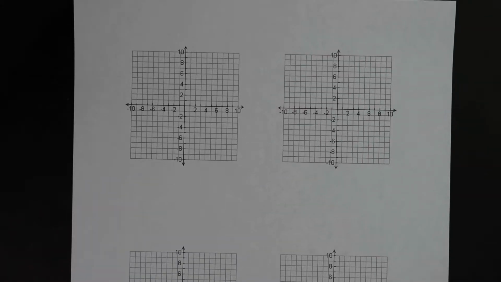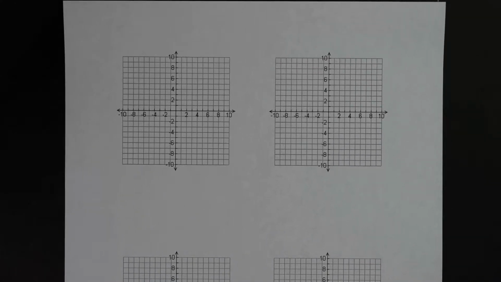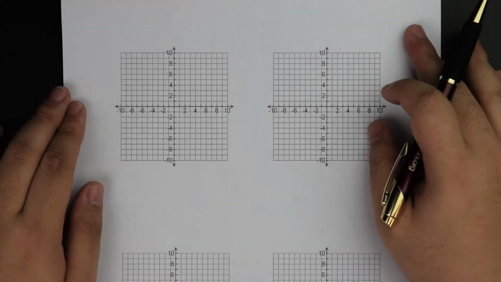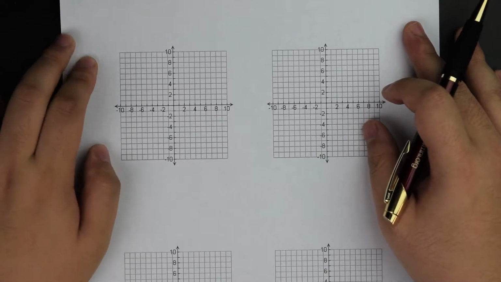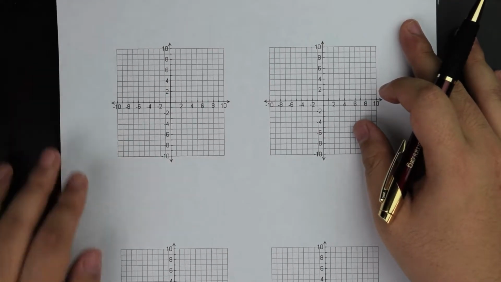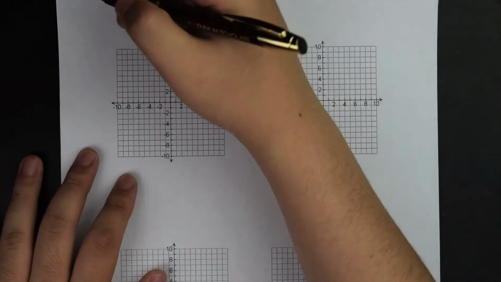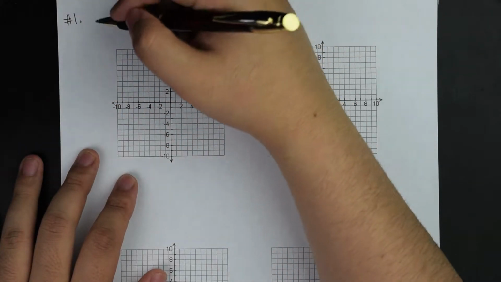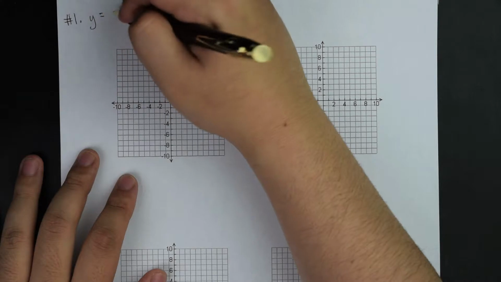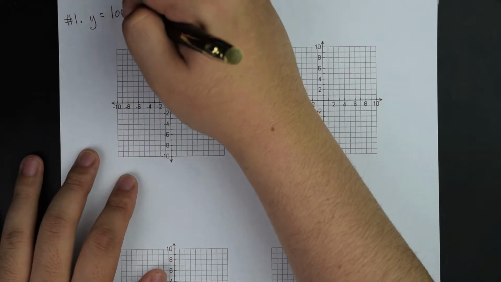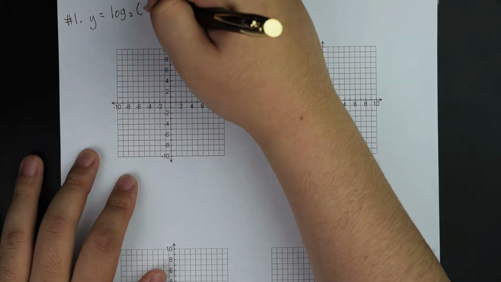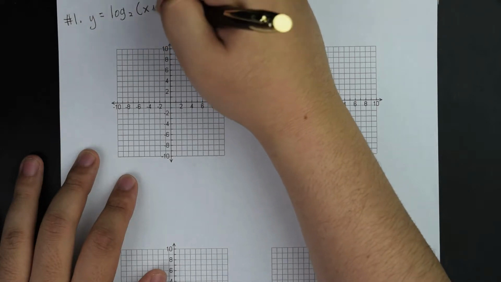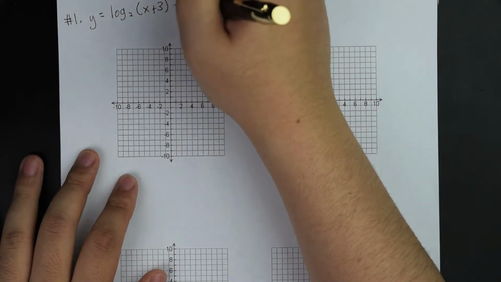So right afterwards I have coordinate grids, just to help visualize this equation a little bit better, and how I go about doing them. So for example, let's say my problem number 1, which I'm making up right now, is y equals log base 2 of x plus 3, minus 2.